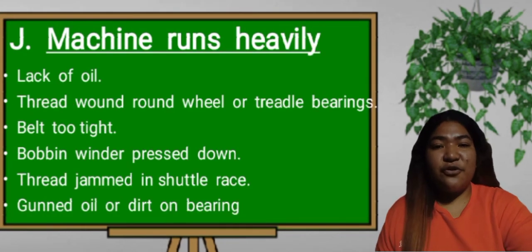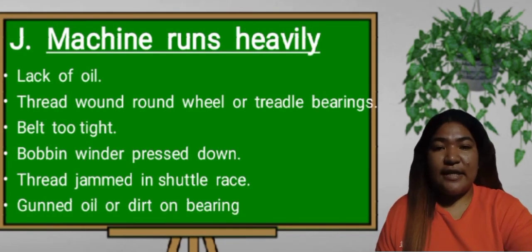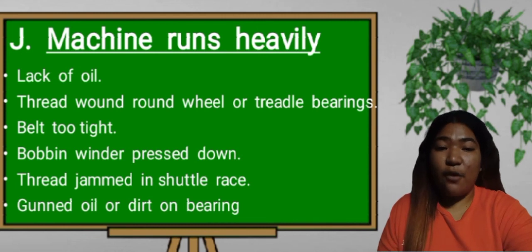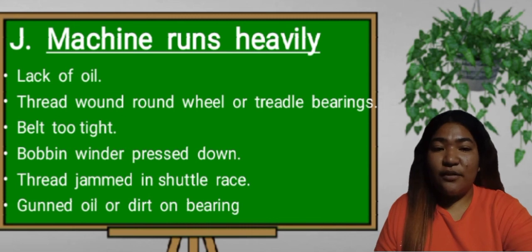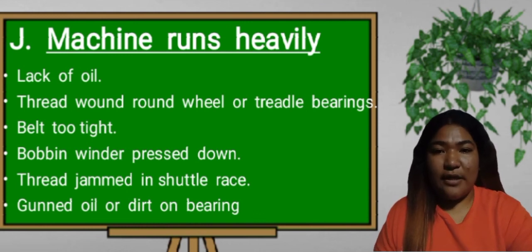The last minor trouble of the sewing machine is the machine running heavily. Causes of a machine running heavily: lack of oil, thread wound round the wheel or treadle bearings, the belt too tight, the bobbin winder pressed down, thread jammed in the shuttle race, and gun oil or dirt on the bearing. That's all.